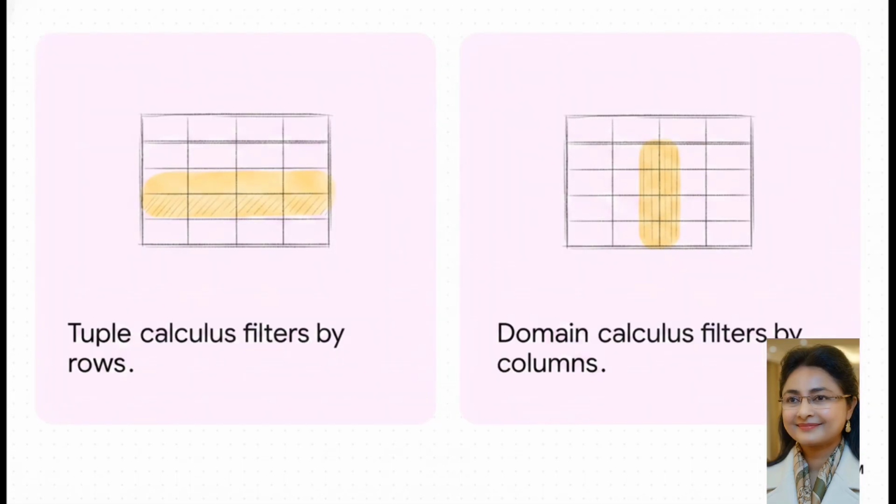Now, when we historically want to pull information from that blueprint, we look at relational calculus. And there are basically two approaches here. First, tuple calculus. This filters data by the rows, or the tuples. You're essentially asking the system for the entire record that meets a specific condition. Domain calculus, on the other hand, filters by columns, or domains. Here, you're asking for specific attributes or fields. So really, they're just two sides of the exact same mathematical coin used to query our blueprint.